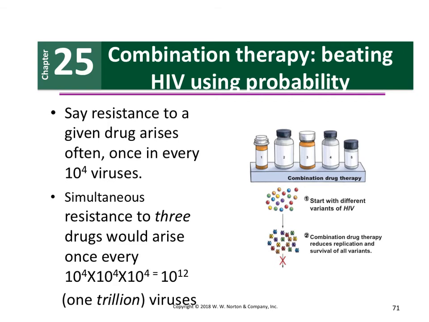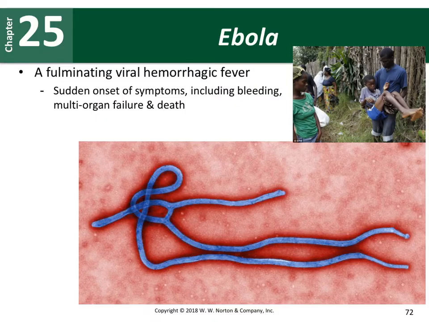With a triple cocktail that uses different times of the viral cycle and different parts of the viral cycle, they've been very successful in making HIV latent. And once you stop, it comes back, but otherwise, your immune system starts to build up again.